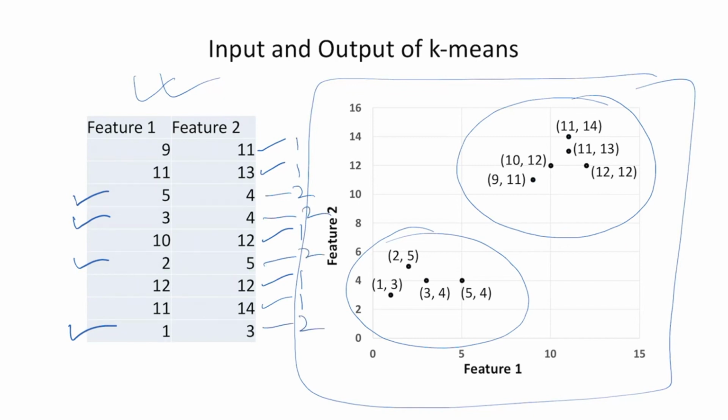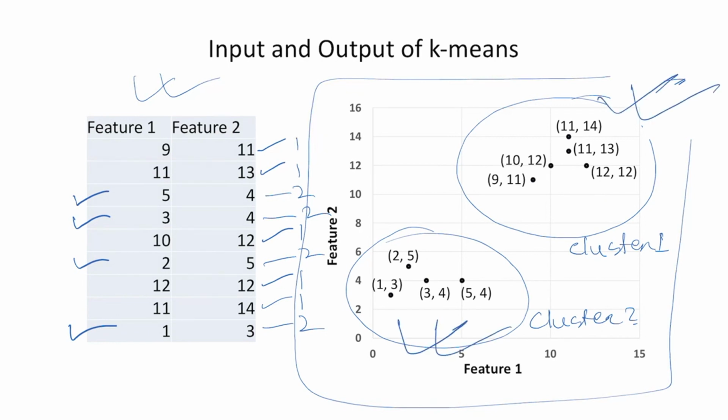So we can say that this is cluster 1 and this is cluster 2. Definitely, we could call this one cluster 2 and this one cluster 1. It does not matter what we call each cluster. What matters is we have discovered the group of points in separate clusters.